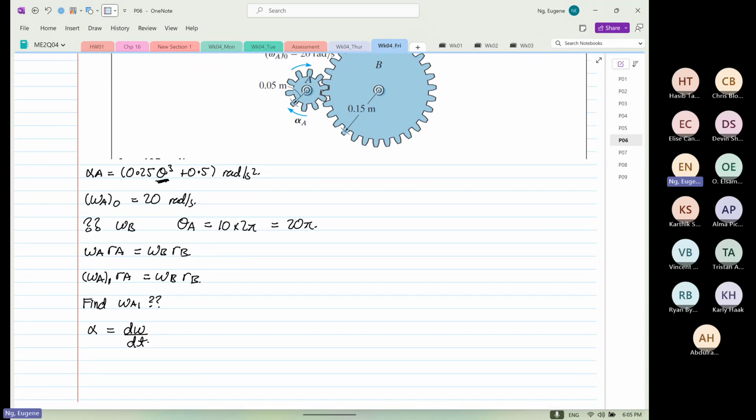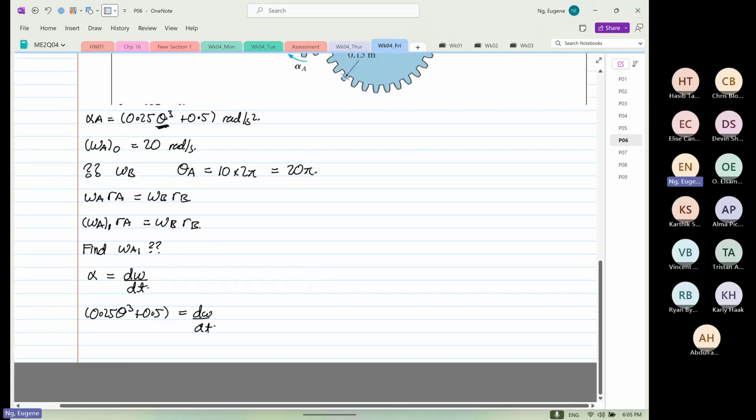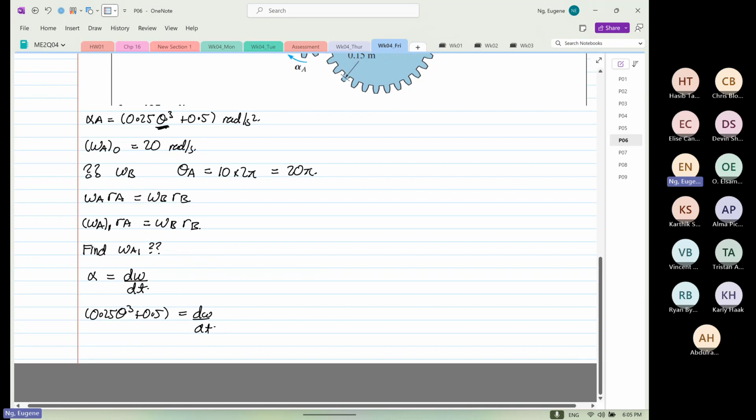Let's say you did not look at the solution manual. You don't know, and it's okay to make mistakes. If you're going to apply this formula, it comes straight to your mind, so you write this out. I'm going to have alpha, which is equal to 0.25 theta cubed plus 0.5. This is equal to d omega over dt.